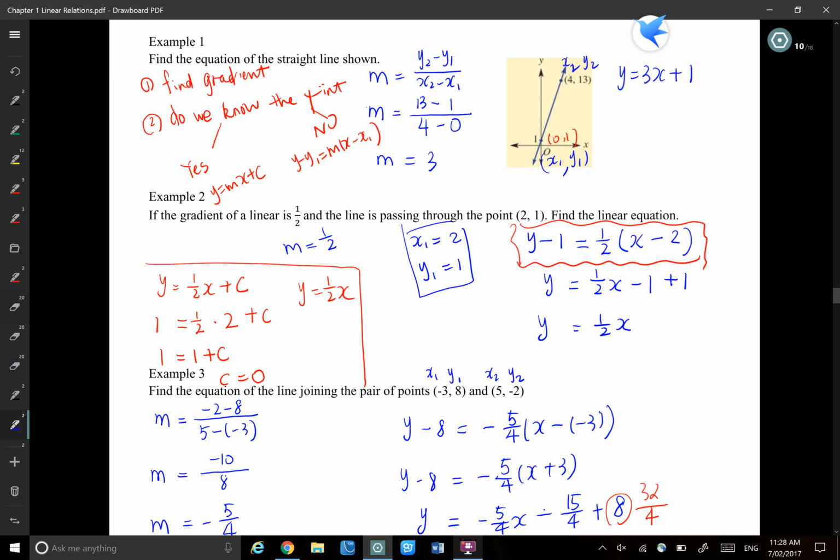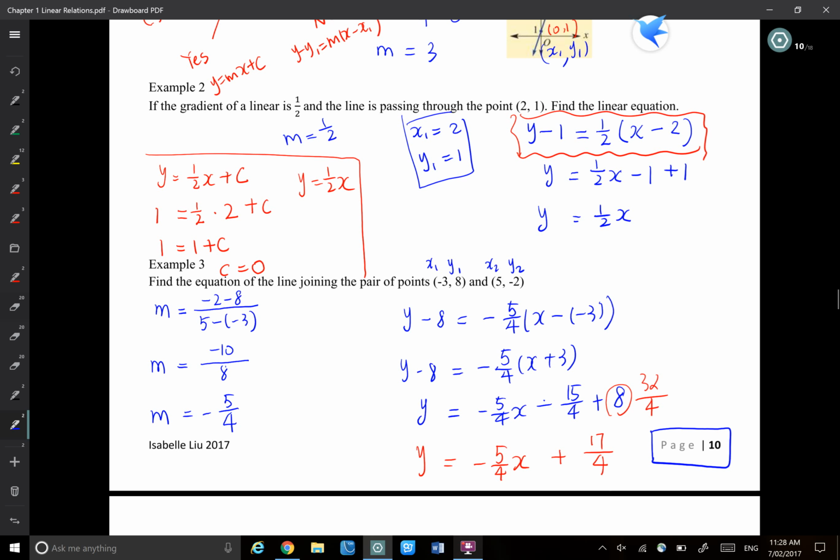Finding the gradient is always the first step. If you know the gradient, you directly jump to the second step. Think about: do you know the y-intercept? If you don't know the y-intercept, you need to use y minus y1 equals m times x minus x1. If you know the y-intercept, directly substitute the m values and c values. You should be able to find the equation. Okay, just 2 things need to be done for finding linear equations.